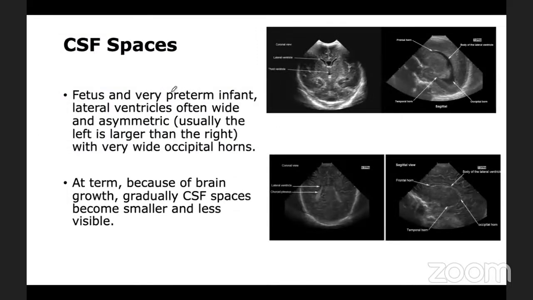In the CSF spaces of the fetus and the very preterm infant, usually the lateral ventricles are asymmetric and larger. The left lateral ventricle is a little bit larger as compared to the right one, and the occipital horn here also looks a little bit wider. So these are normal variants. However, as the brain grows, the CSF spaces get smaller and less visible. If you see this in the sagittal plane and compare it with premature babies, the CSF spaces are very small, especially in the occipital horn, because the brain grows in size.